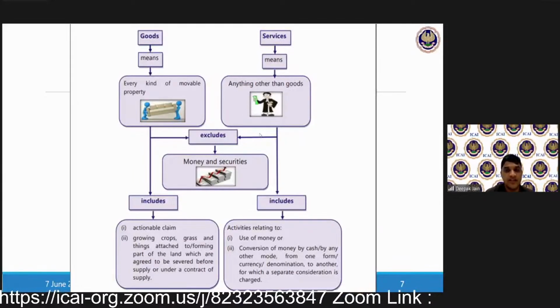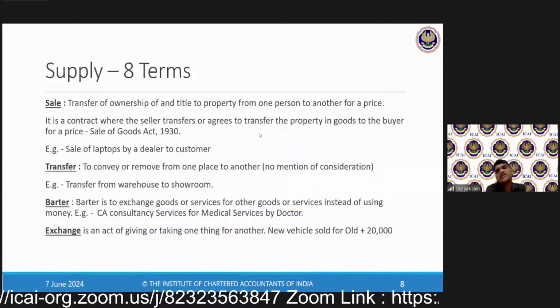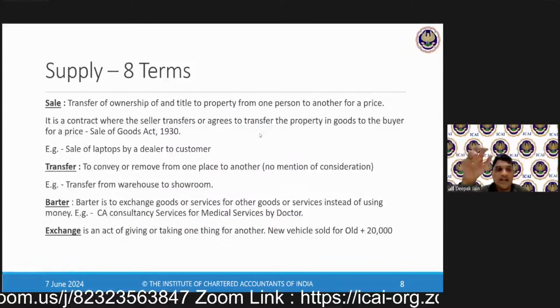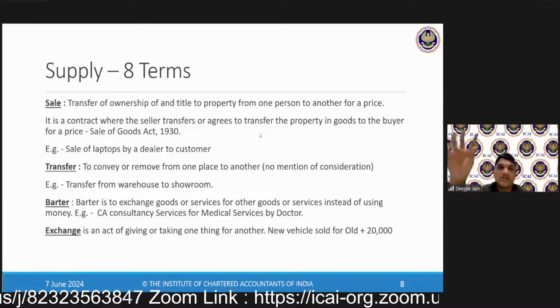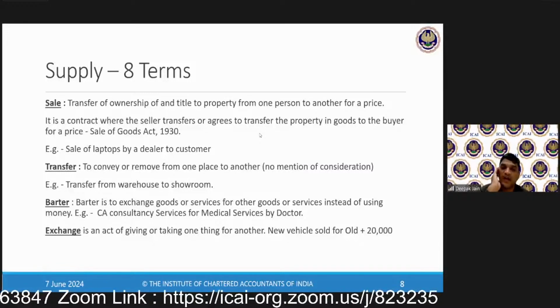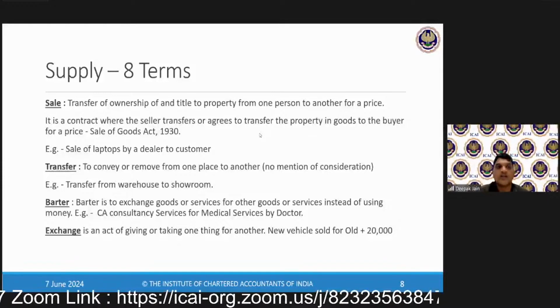Okay, we understood the definition of goods and services. Now let us see what those 8 terms mean under 7(1)(a) when it says sale, transfer, barter, exchange, and all those things. What is the meaning of those? So sale means transfer of ownership and title of the property from one person to another person.